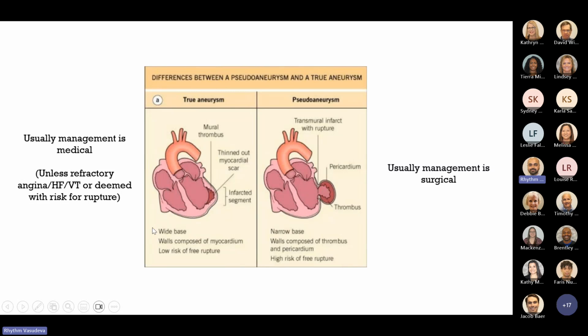And in terms of management, a pseudoaneurysm is an emergency. If you see a pseudoaneurysm, they're at very high risk of rupture, and usually you want to manage them surgically. While for true aneurysms, you give it time medically, unless they have high risk features like progressive heart failure, VT, or worsening angina.